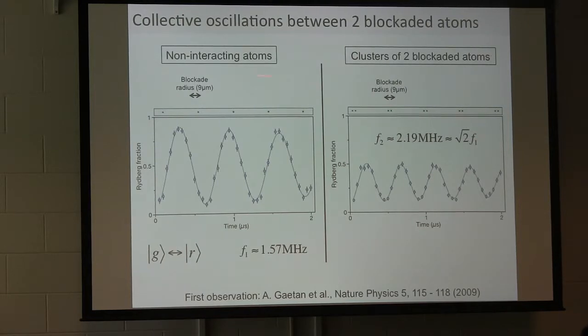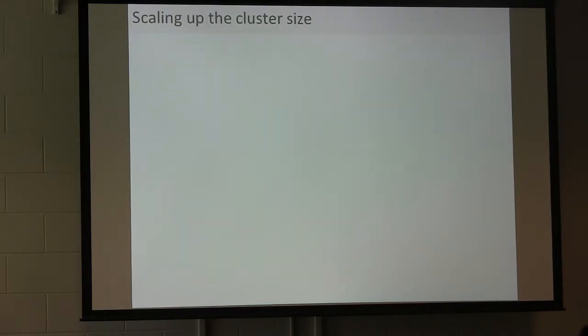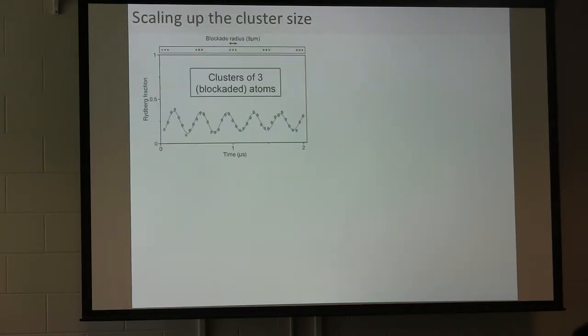So if you now make clusters of 2 atoms within one blockade radius of each other, indeed, what we see is this √2 enhanced oscillations as compared to the non-interacting case. We also see a reduction of the contrast by a factor of 2, because now we have 2 atoms showing at most 1 Rydberg excitation. Okay, so now we can scale up the cluster size and still do the same simple experiment.